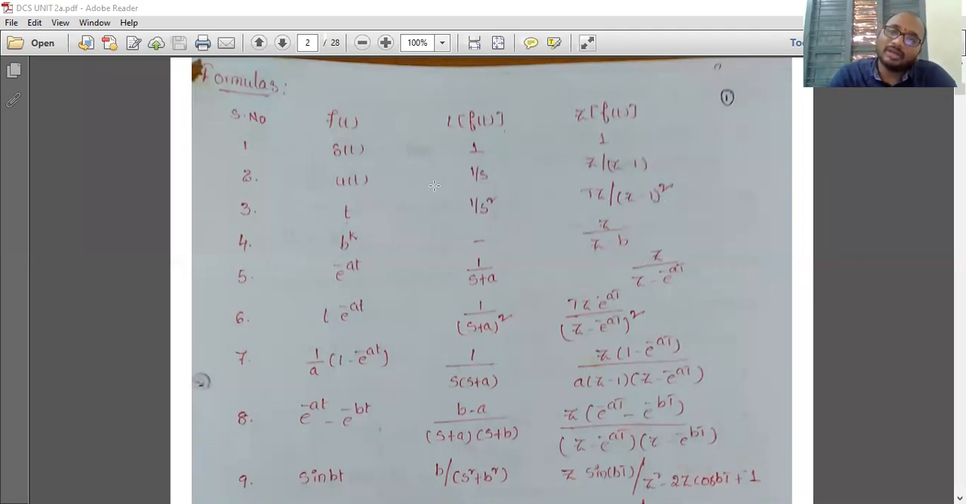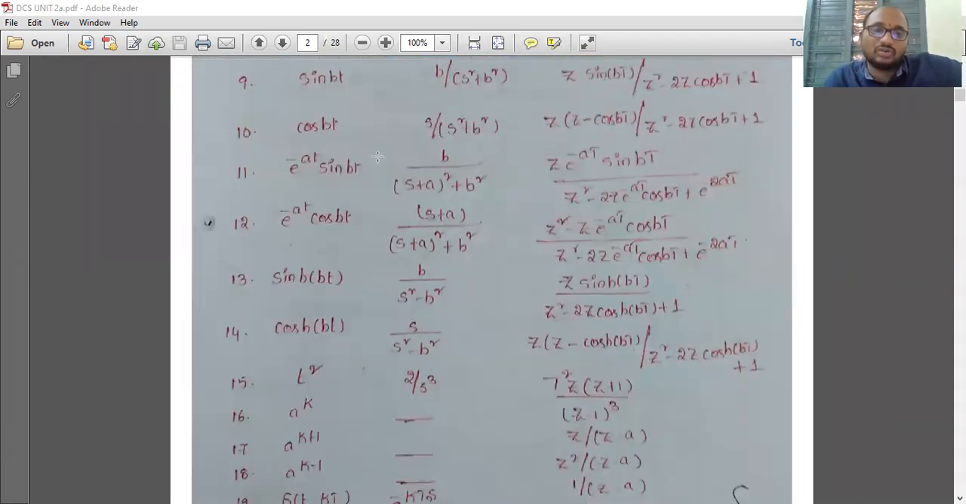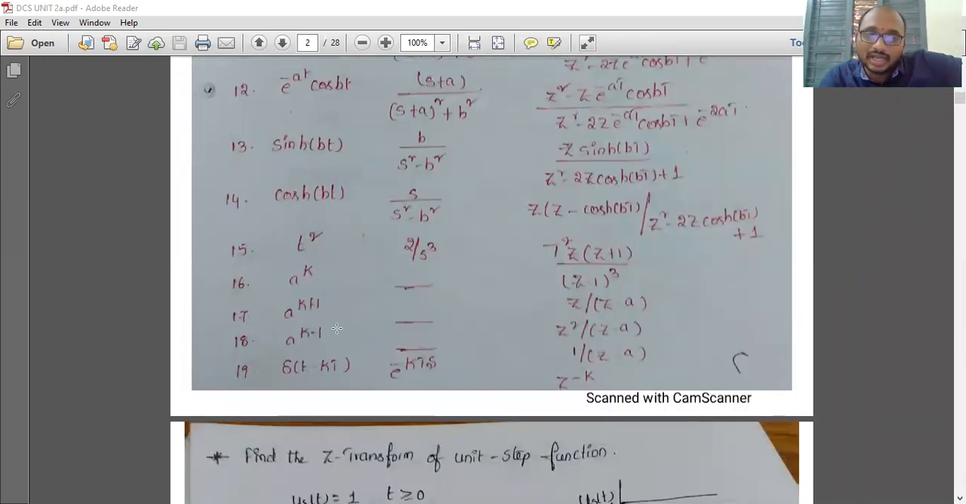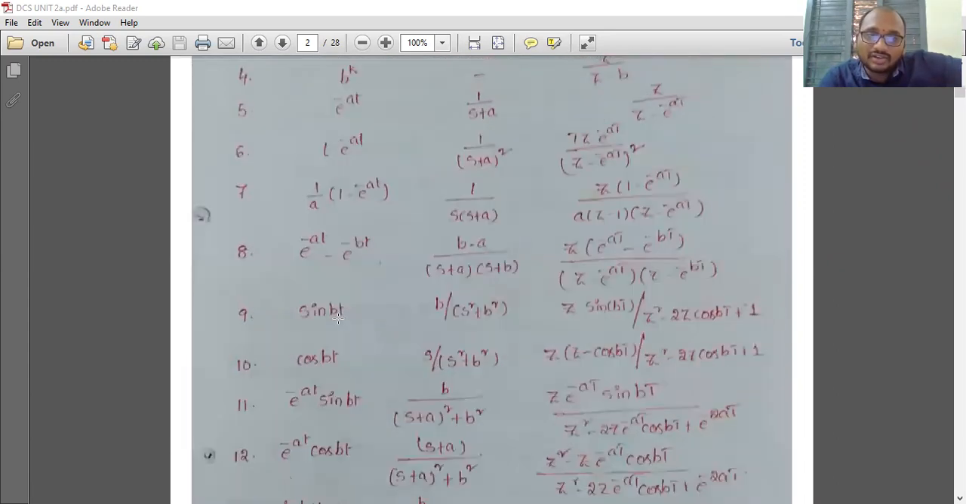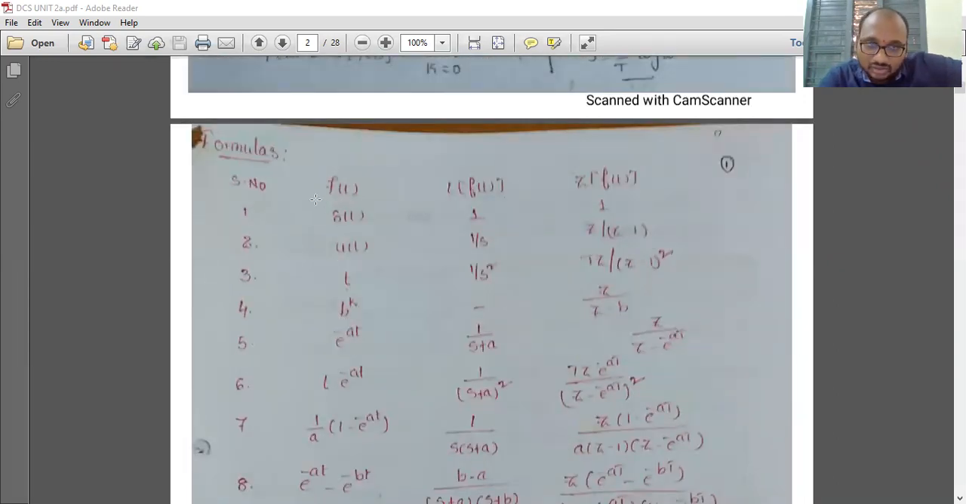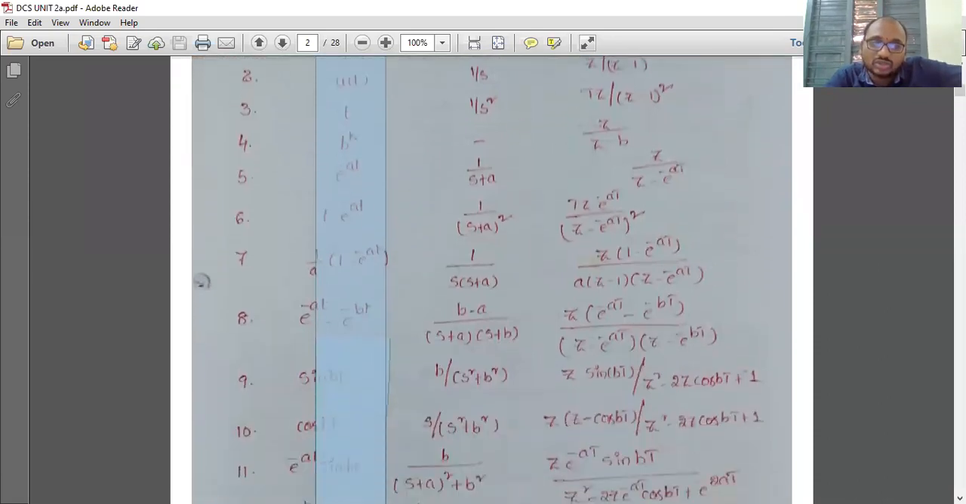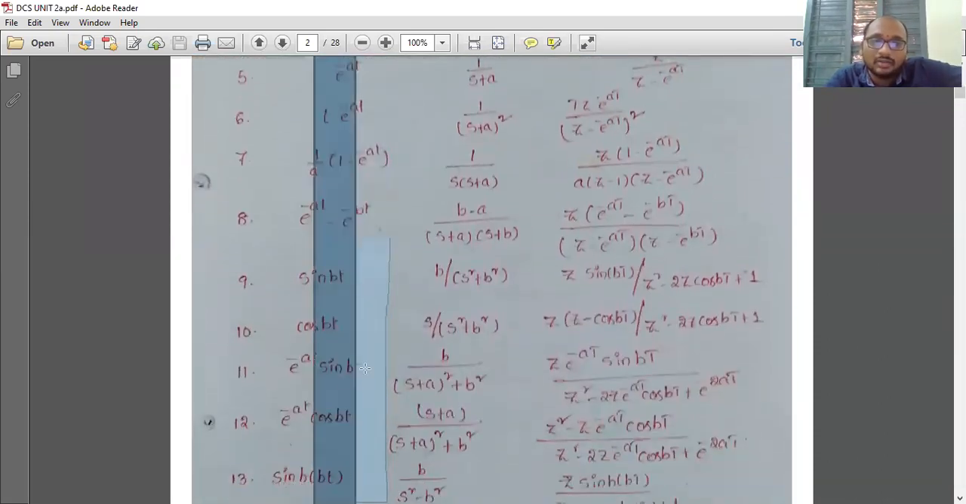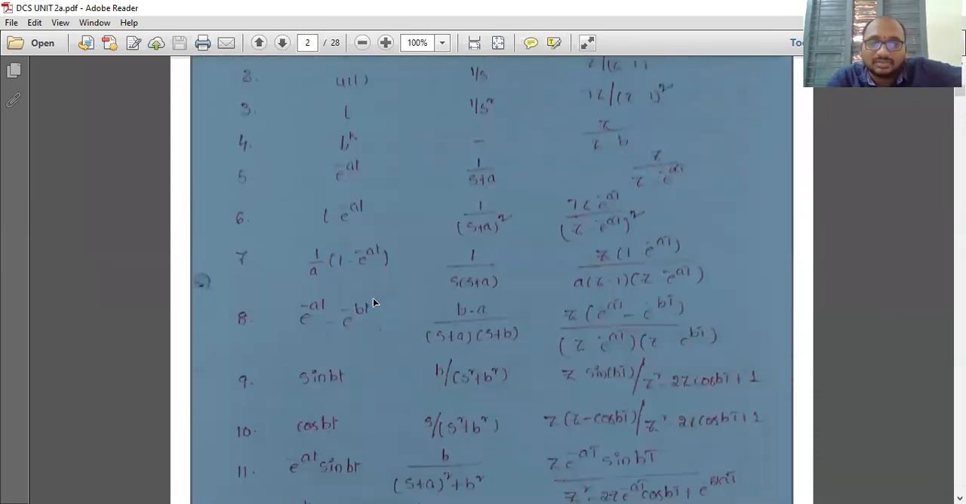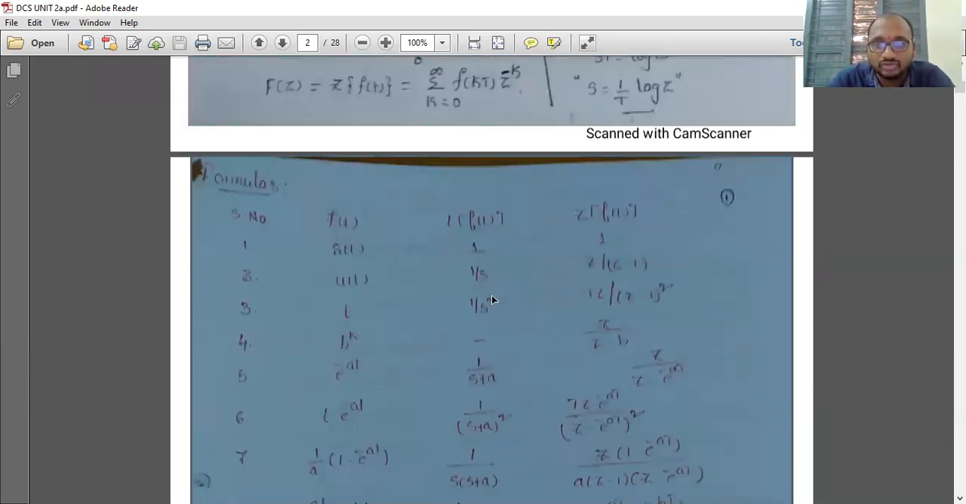You have to remember all the Laplace transforms of these basic signals and the z transforms of these basic signals. You must remember the Z transform and Laplace transform formulas for these 19 functions. Only if you remember them can you directly substitute the formulas in our sums. In sums, you need not derive these formulas again everywhere; you can directly substitute them wherever necessary. So you have to remember all these formulas.